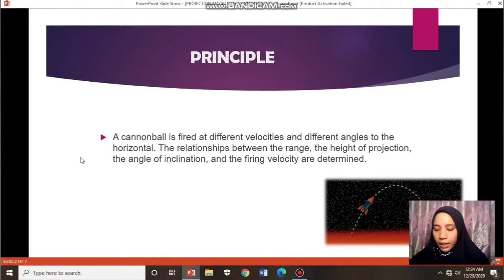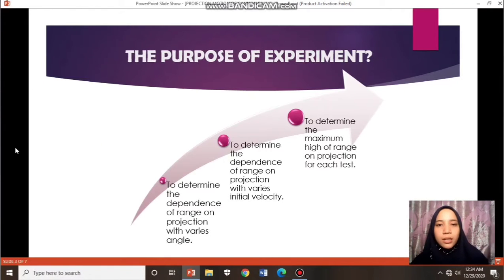Okay, next. What is the purpose of this experiment? First, to determine the dependence of range on projection with various angle. Second, to determine the dependence of range on projection with various initial velocity. Third, to determine the maximum height of range on projection for each stage. Okay, so now we go to the virtual lab.